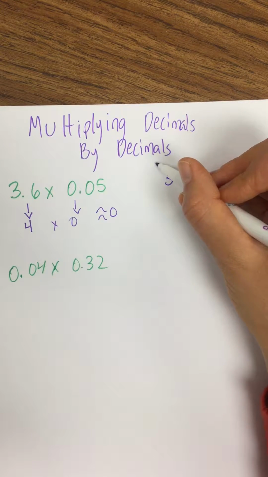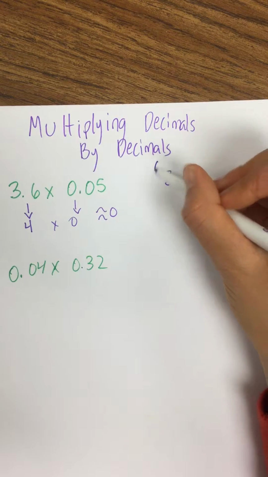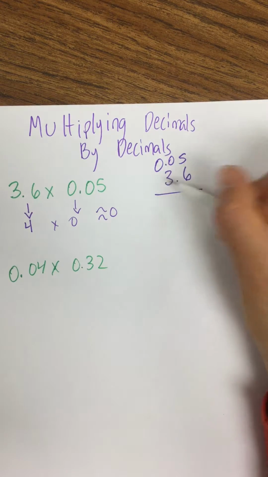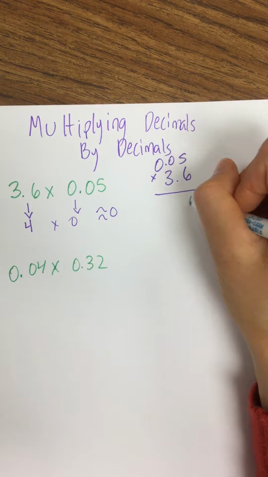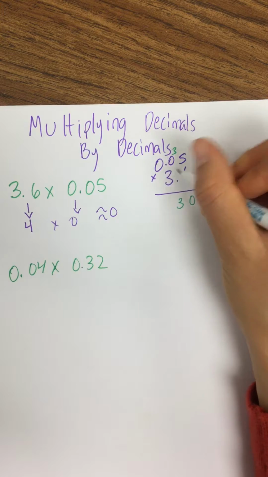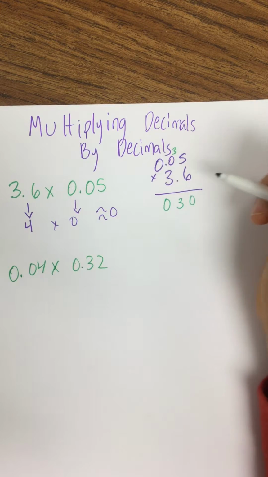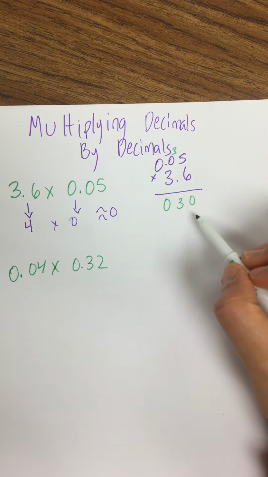And I like to put the number with the most digits on top. In this case, to me, 0.05 would have the most digits. Okay, 6 times 5 is 30. 6 times 0 is 0, plus 3 is 3. 6 times 0 is 0. You don't have to put that there, but I like to. Okay, when you have two numbers, you have to annex a 0.